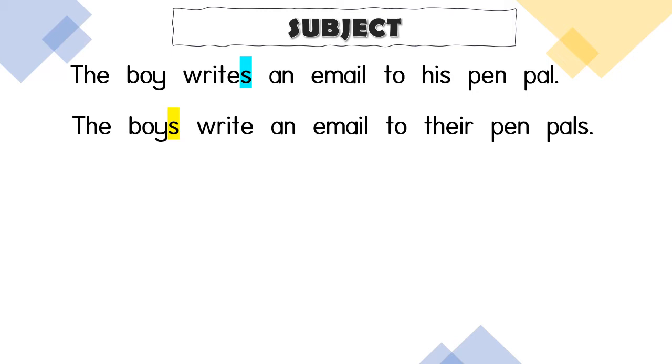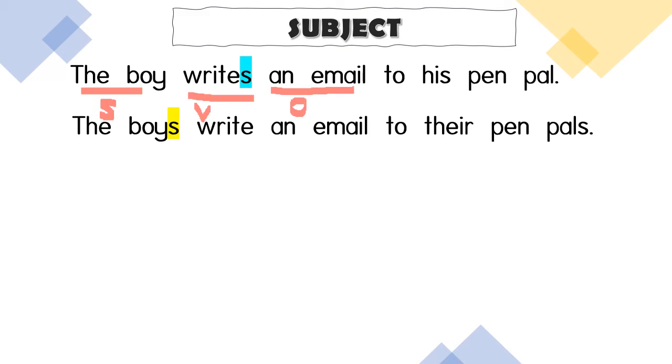What is the subject? Okay, let's look at this sentence. The boy writes an email to his pen pal. So we are talking about the boy here. So the boy is the subject. So what is the verb? Writes is the verb. Write what? And email is the object. So we have S, V, O here. Okay. Subject, verb, and object.